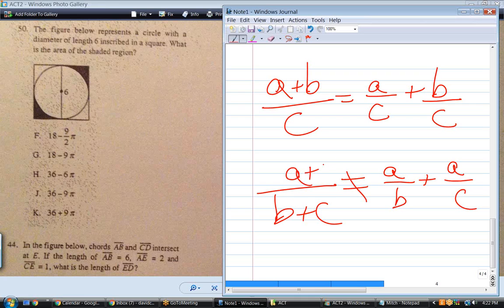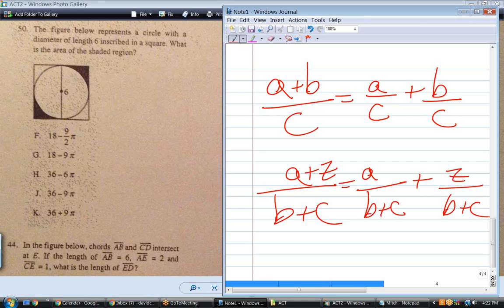I suppose if I had a z, then I could kind of split it up. I could say it's equal to A over B plus C, plus Z over B plus C. So I can sometimes split it up, but I always have to leave the denominator the same if I do.